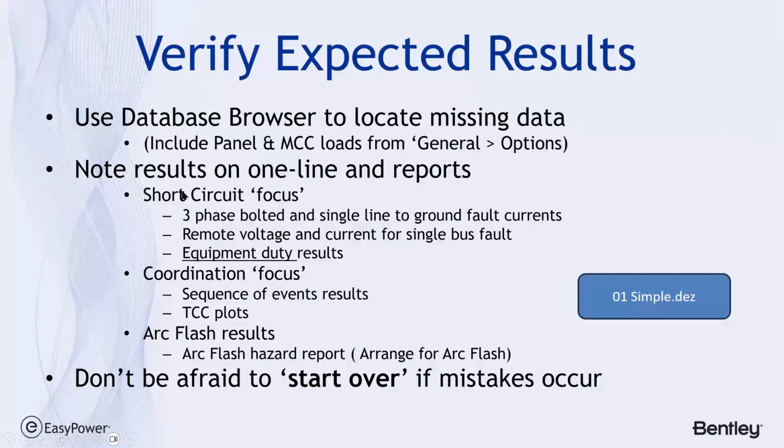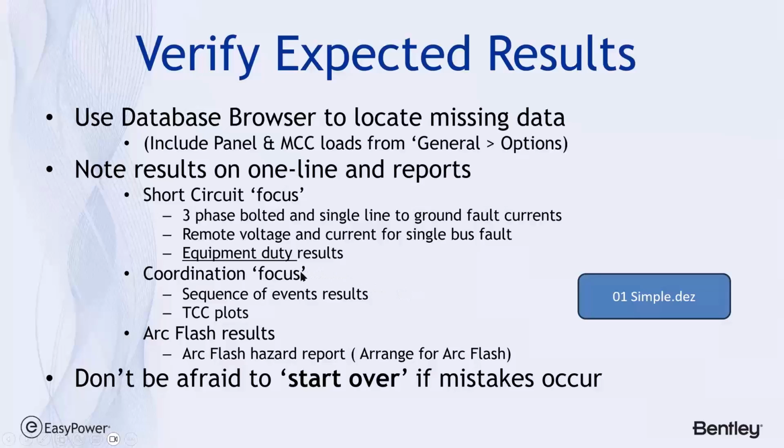Note that for the results you get in short circuit, you want to make sure you have three-phase bolted fault results and single line to ground faults as far as the current for each type of fault. I strongly recommend the use of remote voltage current for a single bus fault, because that tells you a lot about the interconnection and whether or not a fault will cause losses of any particular bus. And again, it's another effective way, one, of finding mistakes, but two, of making sure that you're focusing on the right elements when you're doing the short circuit analysis.